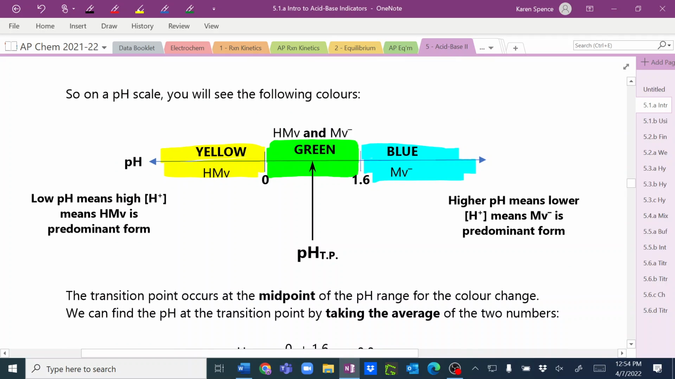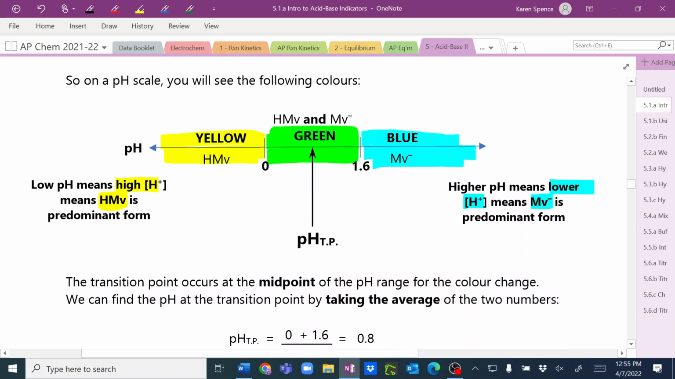So low pH means you have a high hydrogen ion concentration, which means that HMV is the predominant form. The more H you have, the more protonated it will be. A higher pH means you have less hydrogen, and so MV minus, actually I should have done that in blue, shouldn't I? Where's my eraser? We have a lower H, which means that MV minus is the predominant form.